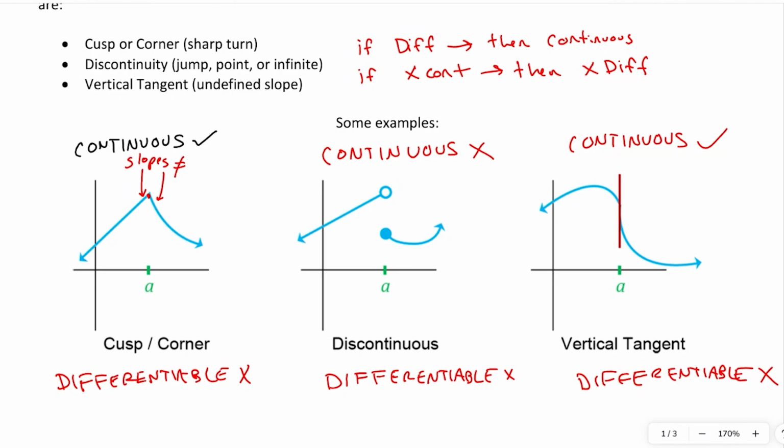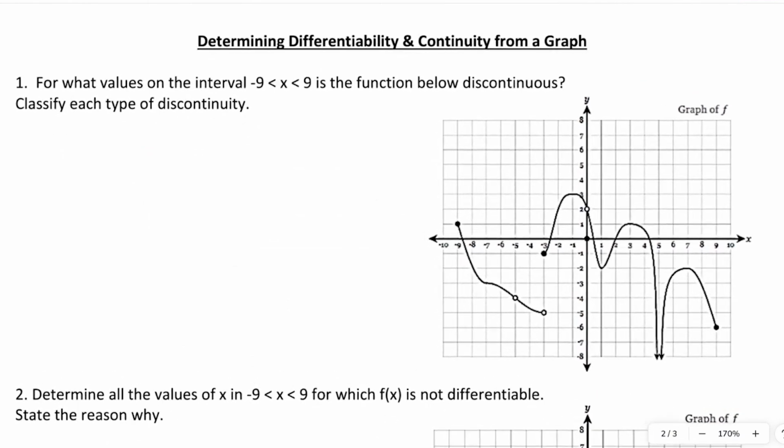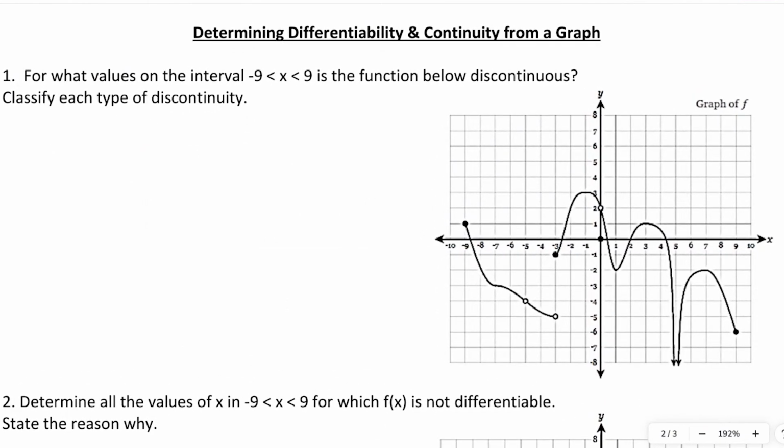Okay, I'll give you a second to finish writing that down. All right, number 1. It says, for which values between -9 and 9 exclusive, so not including the endpoints, and on the AP test, you're pretty much never going to be asked about the endpoints unless it's an absolute extrema question. That's not what we're dealing with here. So for what values on the interval is the function discontinuous?